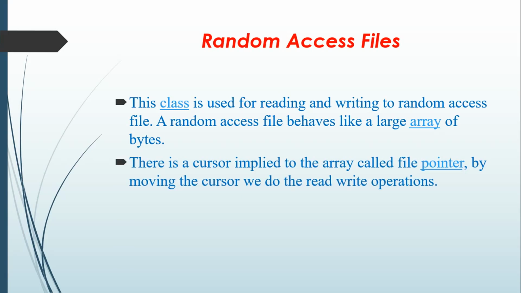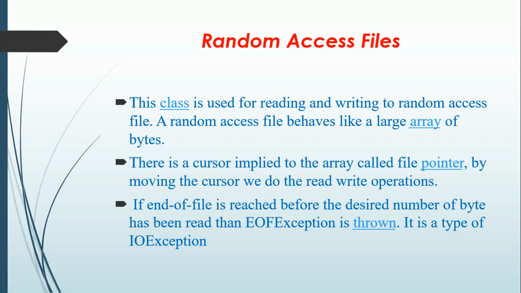There is a cursor implied to the array called the file pointer. By moving the cursor, we do the read and write operations in random access files. If the end of file is reached before the desired number of bytes has been read, then an EOFException is thrown. It is a type of IOException, so it is recommended to use throws IOException.